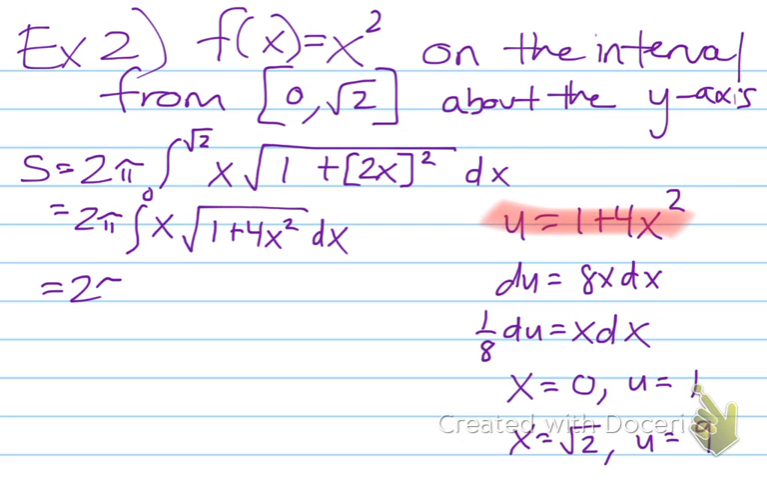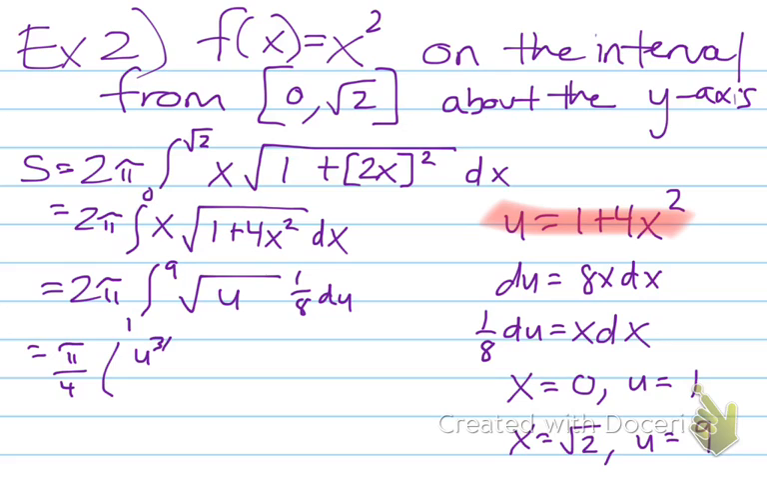So I get 2 pi times the integral from 1 to 9. Sorry, it kind of is covered up down there, but hopefully you heard what I was saying so you can write it down. The x dx equals 1/8 du, and then the square root of u goes in here, and this is 1/8 du. So I can bring that 1/8 outside, so I get 2 pi over 8, which is pi over 4. The integral of the square root of u is u to the 3 halves divided by 3 halves. So I'm going to bring that 2 up to the top, from 1 to 9.